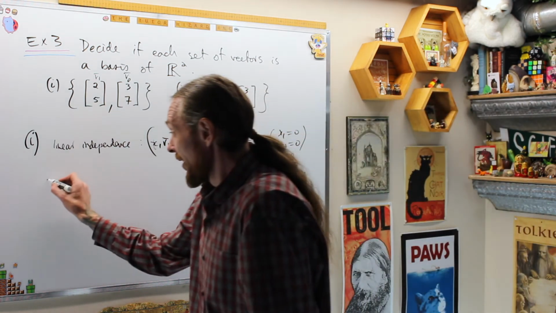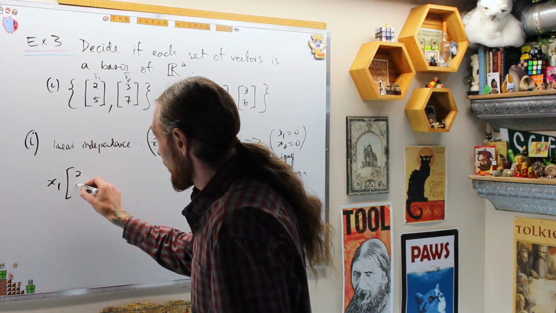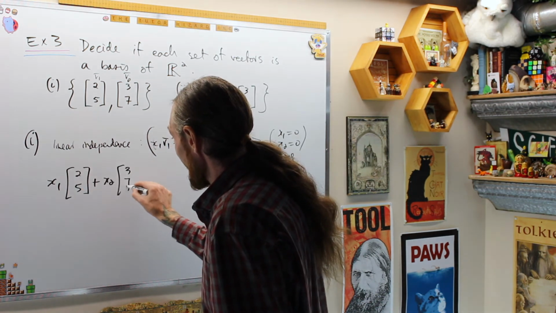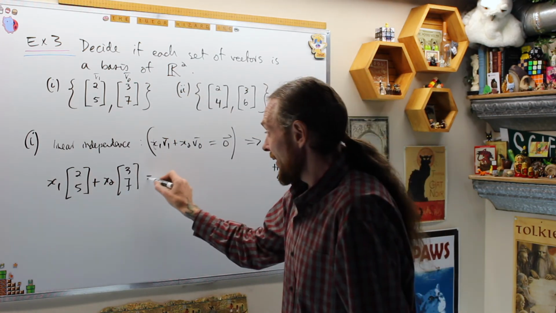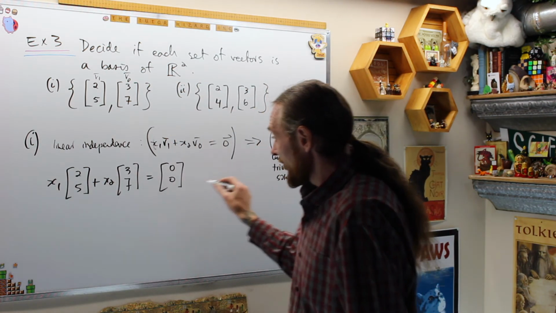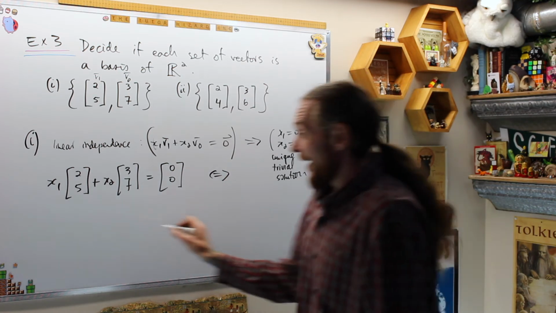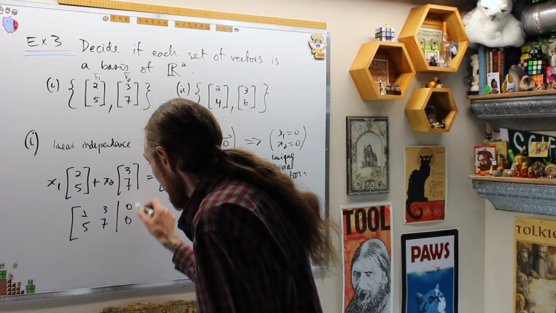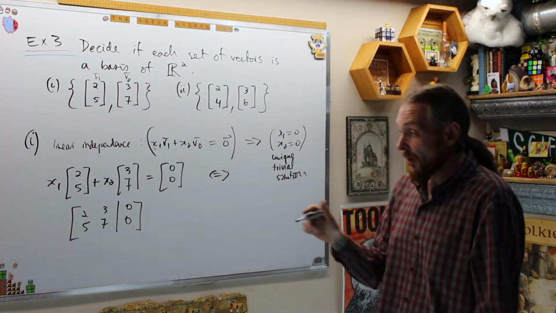Let's check that out. x1 times v1, which is (2, 5), plus x2 times (3, 7), which is v2, has to equal the zero vector (0, 0) if and only if I get the system with matrix 2, 5, 3, 7 equals 0, 0. I augment the matrix. I row reduce now.